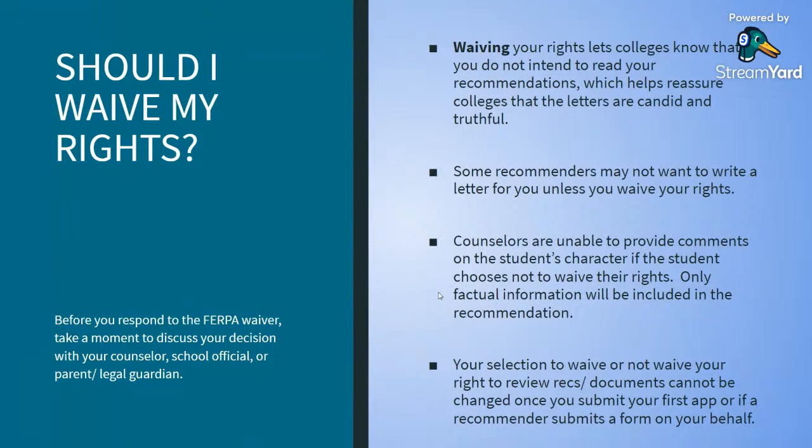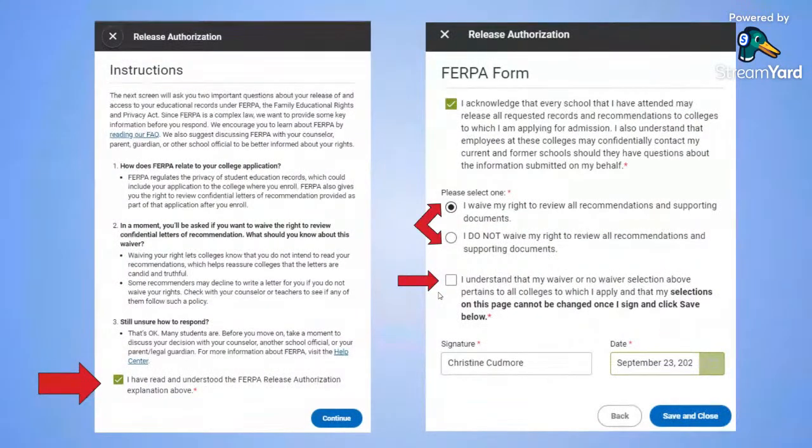And again, your selection to waive or not waive your rights can't be changed once you have made that selection and submitted your applications. This is what the section will look like. So it'll give you some instructions. There is additional information if you want to read through that more. This was kind of just a brief overview of what the FERPA is. If you want more information, you can click on the links here.